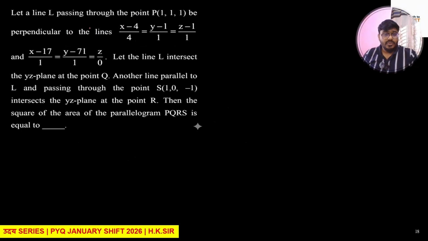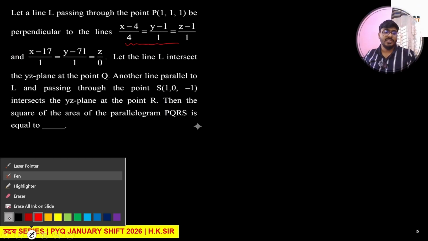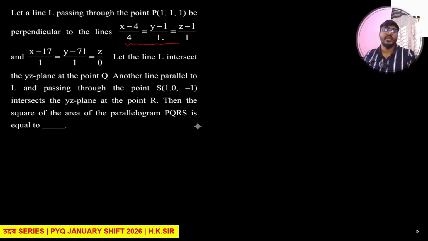तो चलिए नेक्स्ट क्वेश्चन है हमारे पास. Let the line L passing through the point 1,1,1 be perpendicular to the line this and this. A line which is perpendicular to both lines. So can you tell me the direction vector of the line which is perpendicular to both lines? How to find the direction vector? We can find the direction vector by the cross product, है ना.